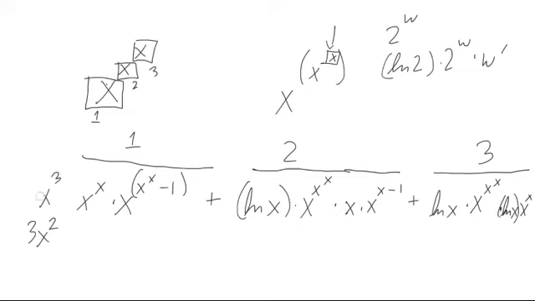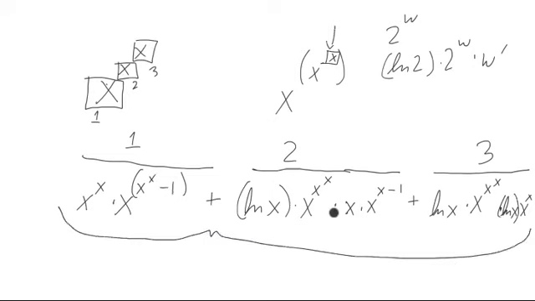So maybe I should erase this. This is just a little tidbit here. But this result is the derivative. Now you can factor things out, rearrange it however you like. But the derivative of x to the x to the x is as simple as 1, 2, 3.